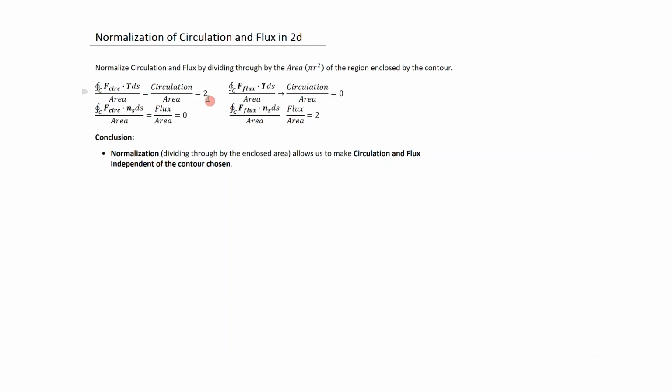If we do that, we end up with a value of 2. So this suggests to us, by doing this sort of division, we end up with a number which does not depend on the nature of the contour. And that's helpful in terms of how we go about creating a definition. Similarly, if we take the flux and divide by an area, we end up with a value of 2. So the general conclusion is that this form of normalization, which is dividing through by an enclosed area, allows us to make circulation and flux independent of the contour chosen. And it's this procedure which will allow us to come up with these definitions, which we'll be showing shortly.